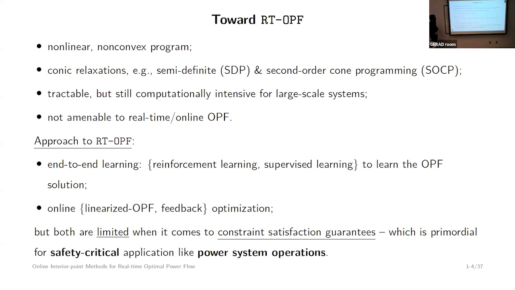Okay, and the other approach we can have is something like an online linearized OPF or feedback optimization that linearizes a problem and then just resolves the problem. But here, both are limited when it comes to constraint satisfaction. That means I cannot provide a certificate that all constraints will be satisfied, which, in my opinion, is a limitation because that is actually very central for a safety critical application like electric power system operation.